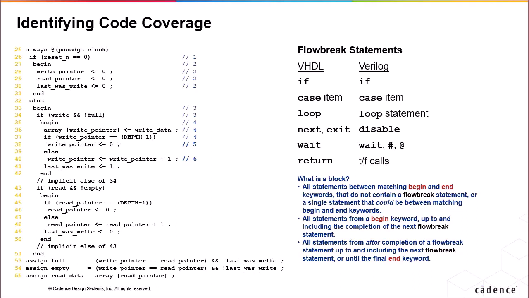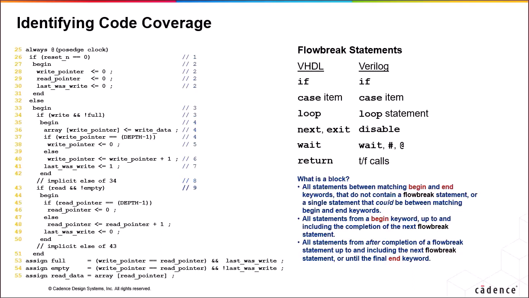These branches could have been between begin and end keywords. Block 7 at line 41 starts with the statement after a flowbreak statement, here the line 37 if statement. Block 8 is the implicit else of the line 34 if statement that has no explicit else branch. You can disable scoring implicit else branches with the configuration command set implicit block scoring off.